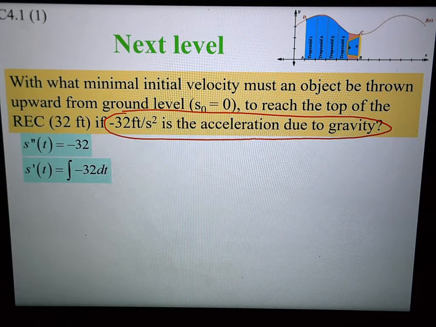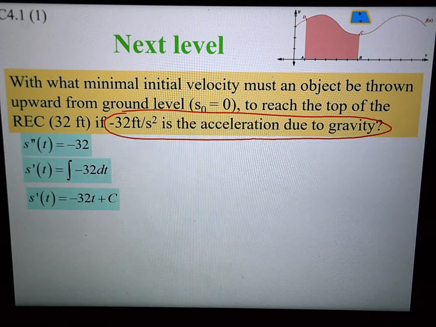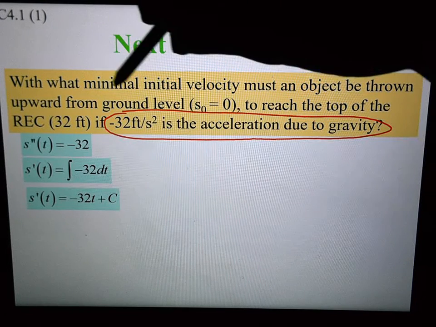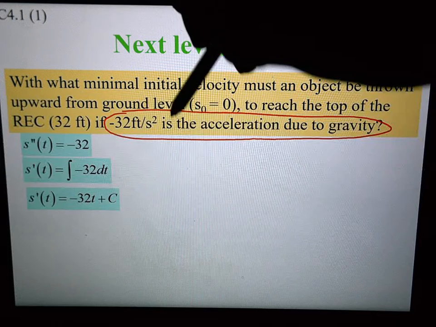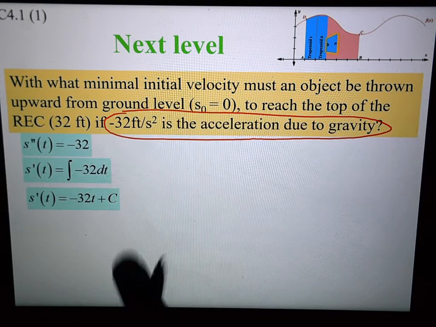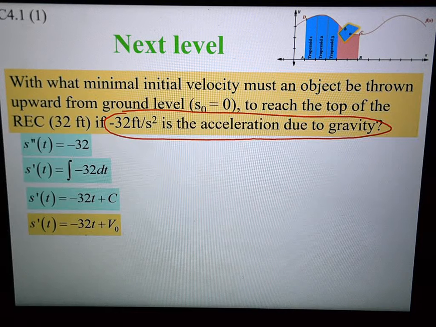That's why there's only one prime there. When I do that, I get that it's negative 32t plus the constant of integration. Now this is where it gets a little confusing. With what minimal initial velocity must an object be thrown upward from ground level? This constant of integration, I'm going to call it something else. I'm going to call it v sub 0.